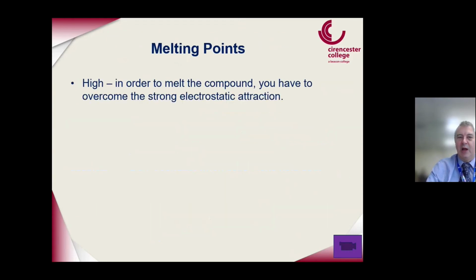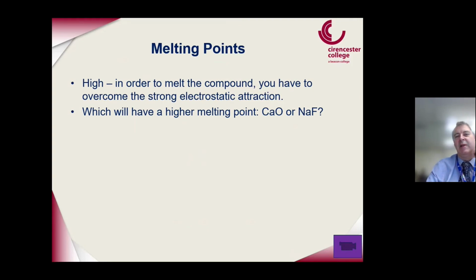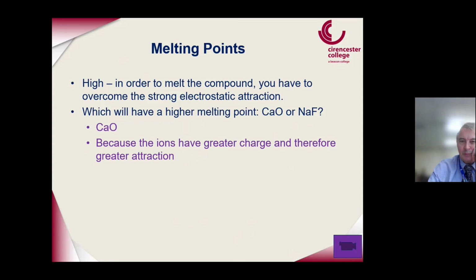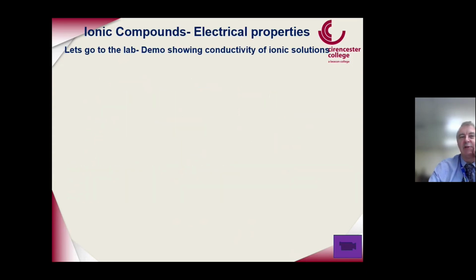So the melting point's high, because of the strong electrostatic attraction. Which is going to be higher though, calcium oxide or sodium fluoride? Okay, so you need to think about what the ions are. Calcium is 2 plus, oxygen is 2 minus, sodium is plus, and fluorine is minus. Calcium oxide will have a high melting point because there's more electrostatic charge. I've got a greater charge and greater attraction.